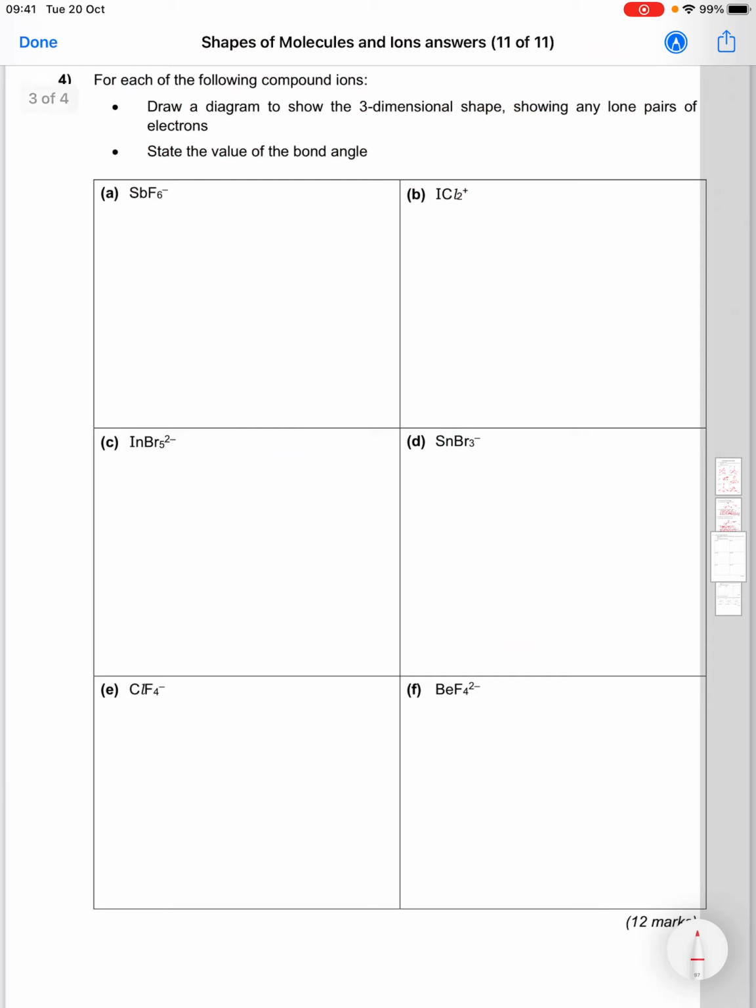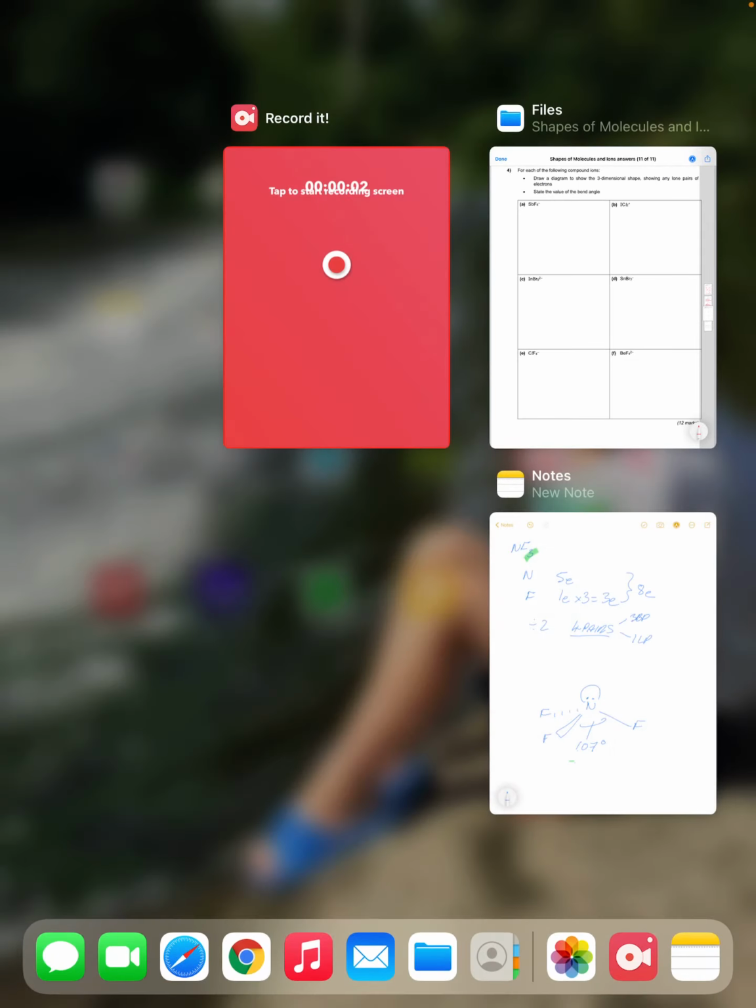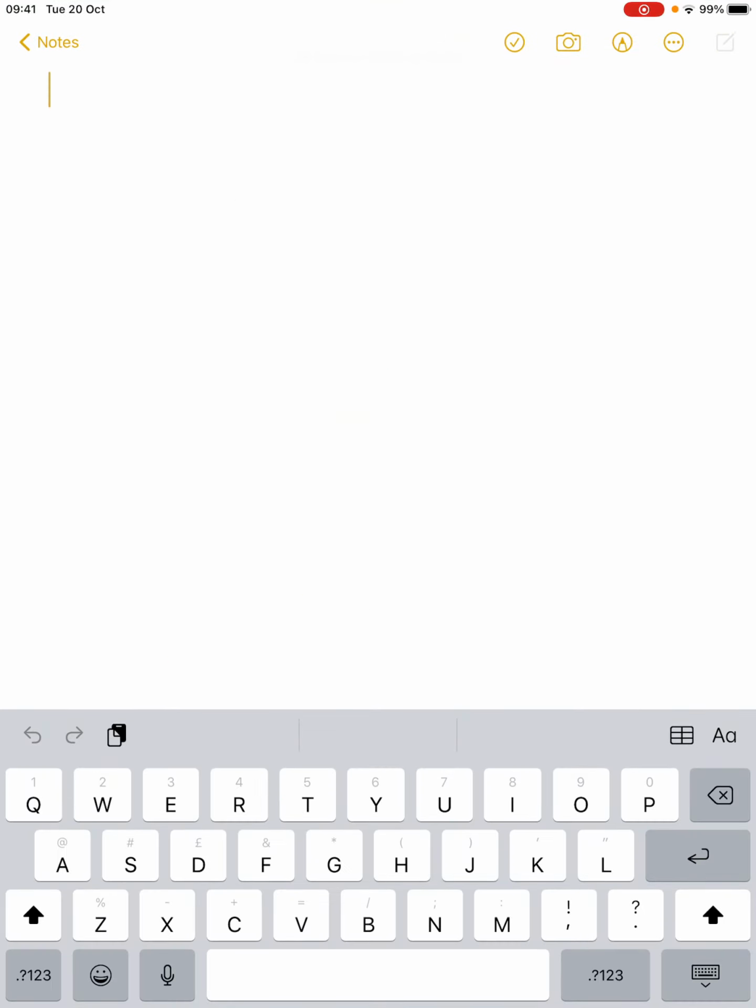Okay, so some more difficult dot and cross diagrams coming up now. So these have got a negative charge, so we're doing exactly the same, but we've got to take into account the negative charge. Okay, so here's how we're going to work it out. So let's jot this down. SbF6. Now I think this is supposed to be a 2 minus rather than a 1 minus, but we'll have a look when we start to work it out.